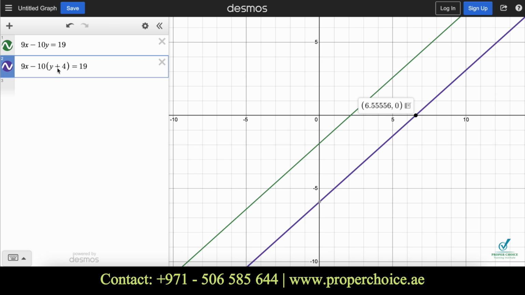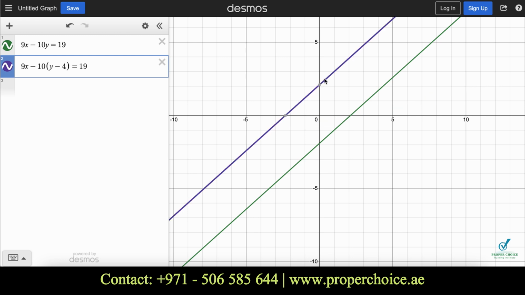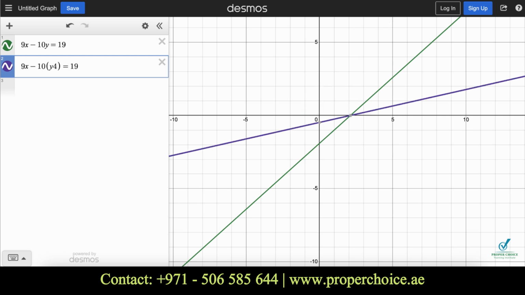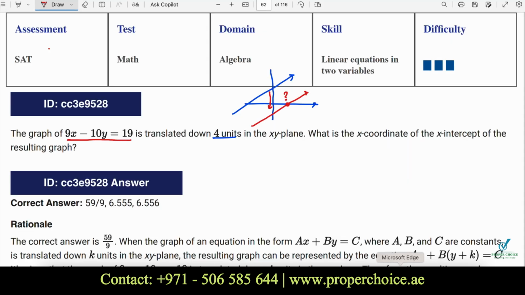So if you have any confusion, if you make it negative instead of positive, you can see that the graph goes up. That situation is translating it up by 4 units, but we are asked to translate it down by 4, so I should write it as plus 4 because of the negative sign in front of it. So that answer is going to be 6.555, and you can get it either as 59 by 9, which is equivalent to 6.555 or 6.5556.